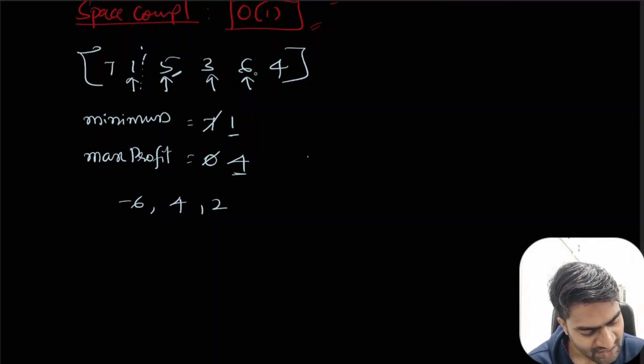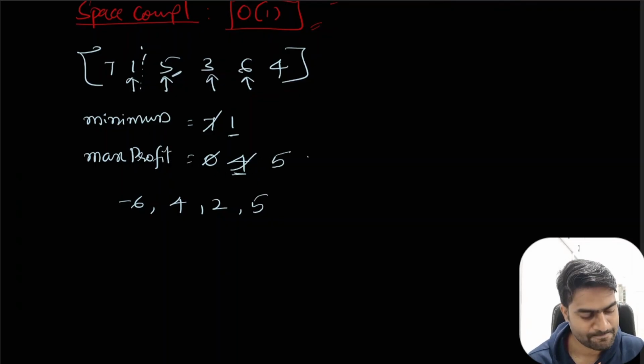Now if I sell it at 6, then my profit will be 5. Since 5 is greater than the current max profit, which is 4, I will update max profit to 5. But this 6 is not less than 1, so the minimum won't get updated. Next, go to the next value. It is 4. If I sell it at 4 with a minimum value 1, then the profit will be 3.